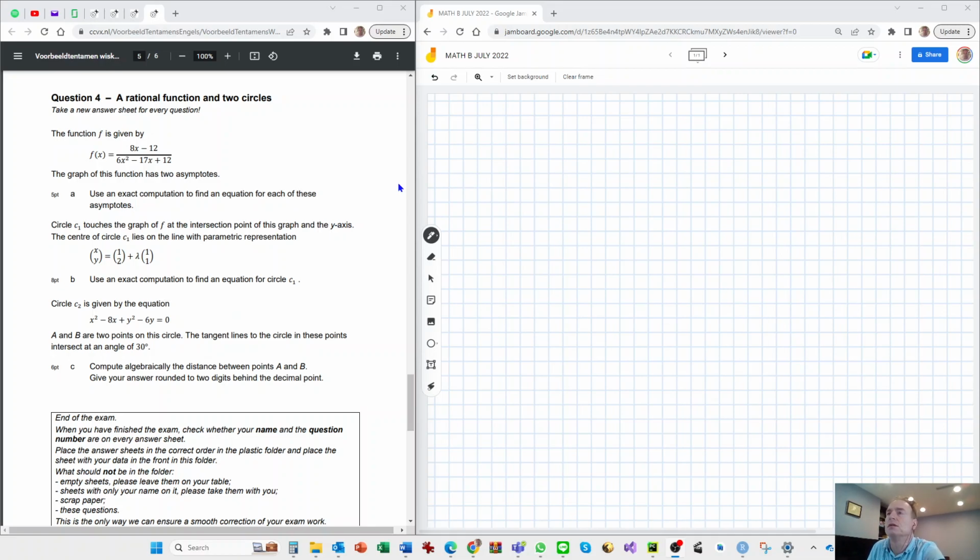Question 4. Rational function and two circles. Okay.